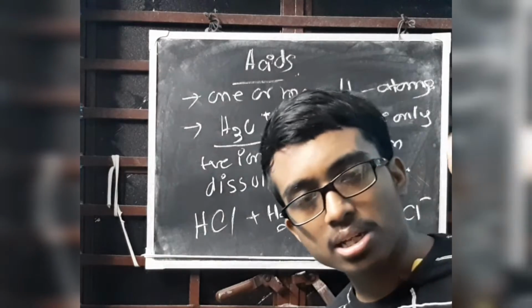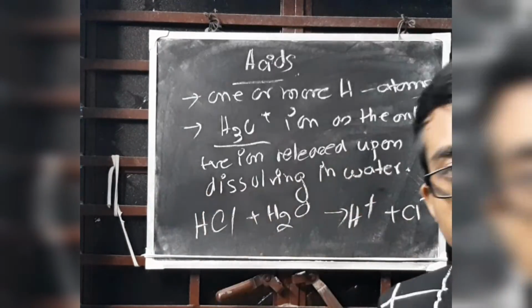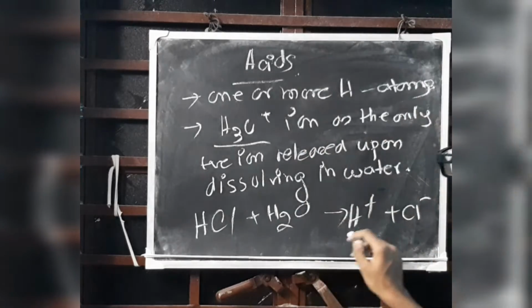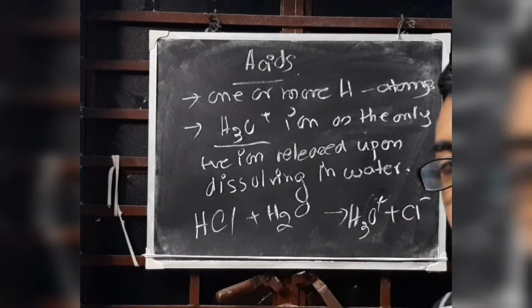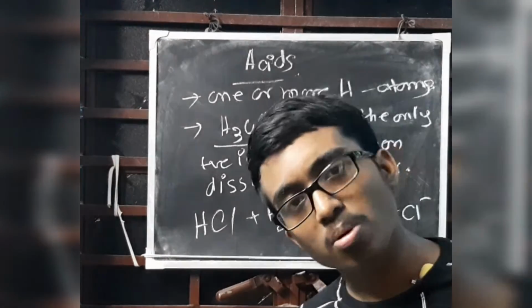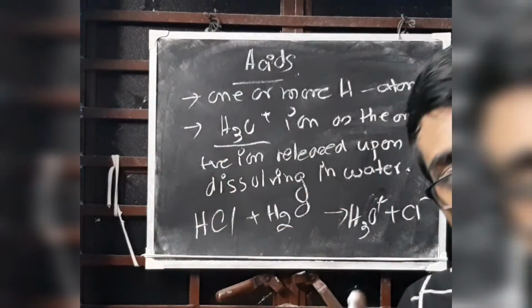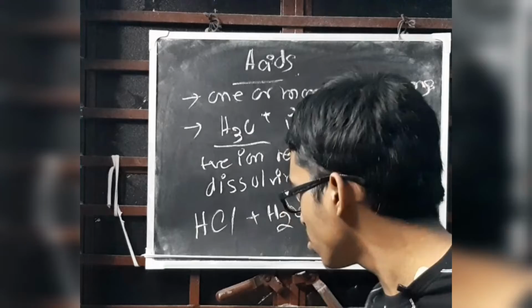This H plus is a very unstable compound. So what happens? It reacts with water and forms H3O positive. Basically H3O positive and H plus are told to be the same, but we use H3O positive. H plus is the proton. We should have used that, but we used this. More or less the same thing, but try to write this in your answers.